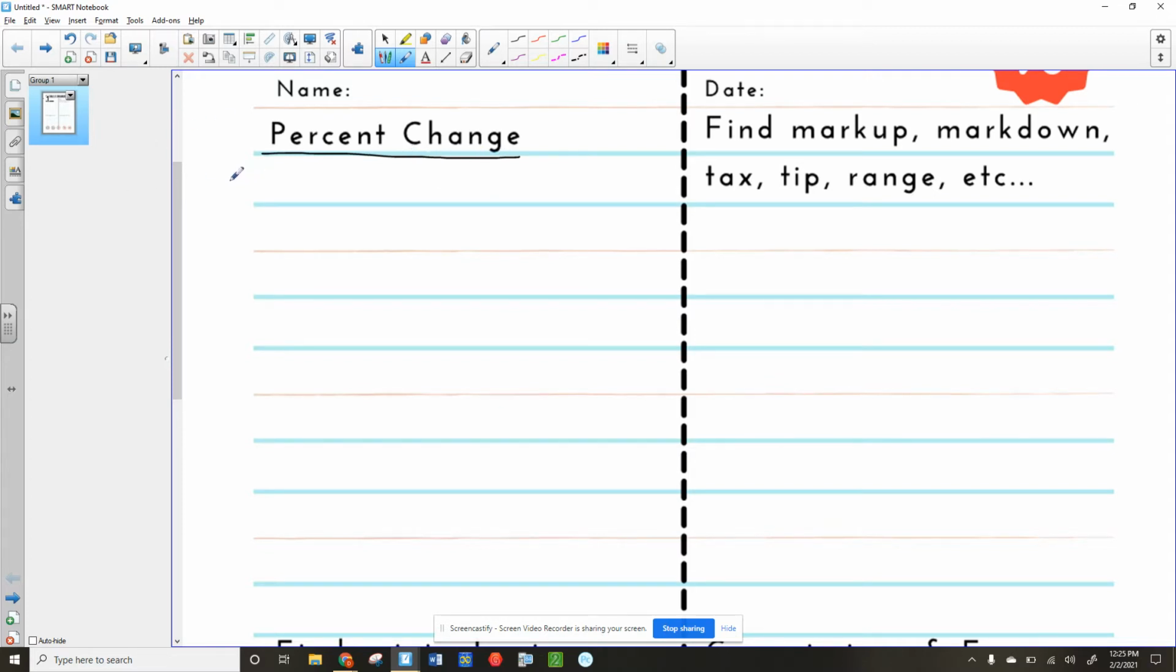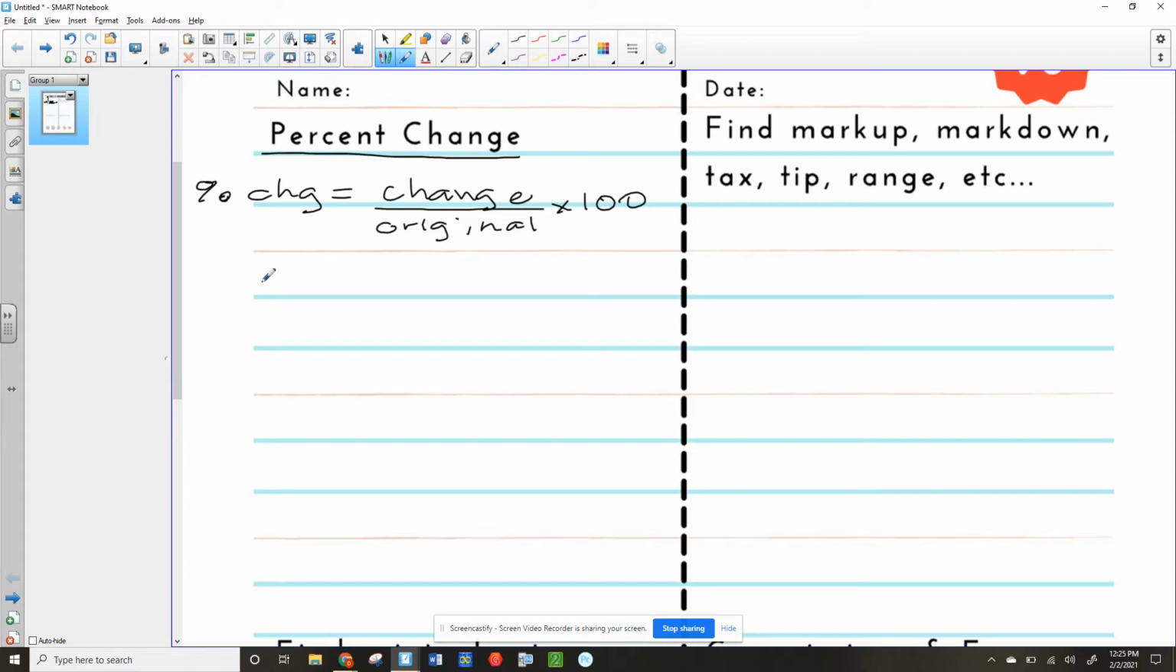So the percent change is equal to the amount of change divided by the original amount, and then we're going to multiply that by 100. And that gives us the percent change.